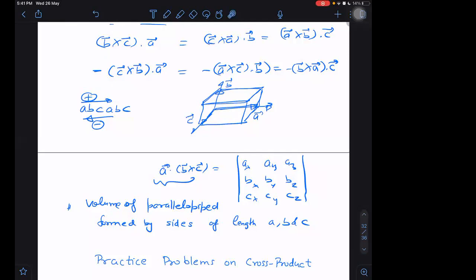Then how to find the volume of this parallelopiped? That volume will be nothing but A dot B cross C. If you want to know why, the reason is B cross C represents the area of the parallelogram. And when I take the dot product with A, that gives me the area of the parallelogram multiplied by the height. Therefore, it represents the volume of the parallelopiped. Okay. Understood?